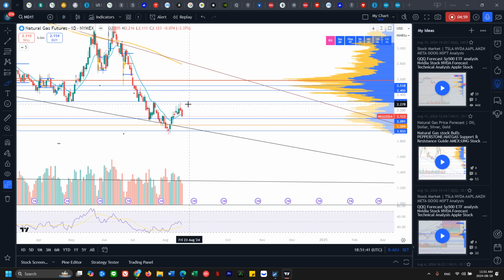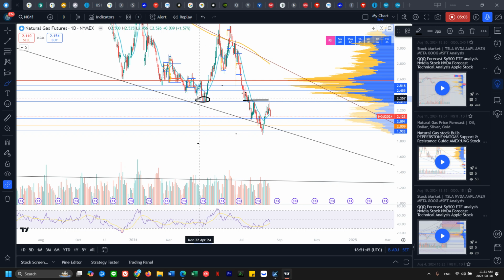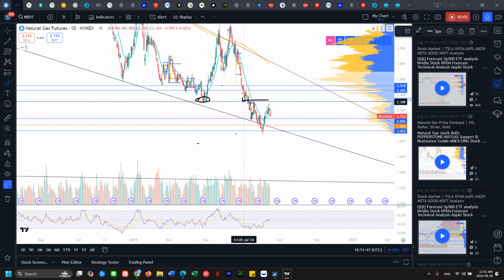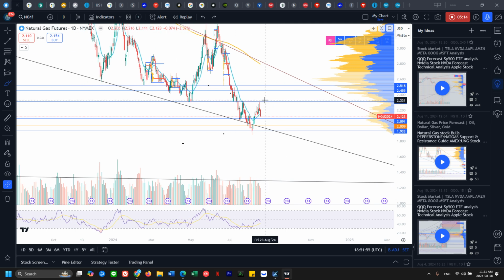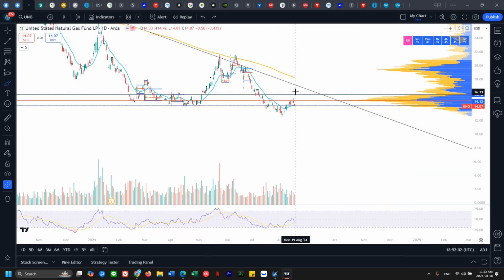If we break above this inverse head and shoulders neckline, which is pretty clear resistance right here, prior support now activated as resistance, and resistance on both bounces on that inverse head and shoulders neckline. So very, very clear resistance there. If we can break above that, then we're potentially looking up closer to this 2.5 area, which will probably coincide with closer to the $16 area for UNG.